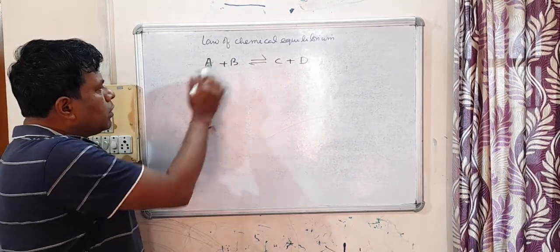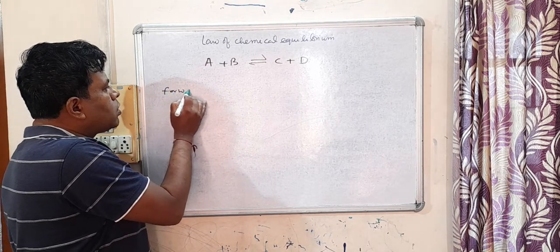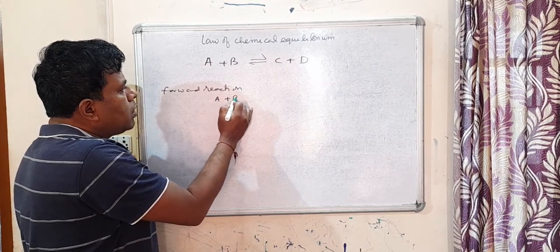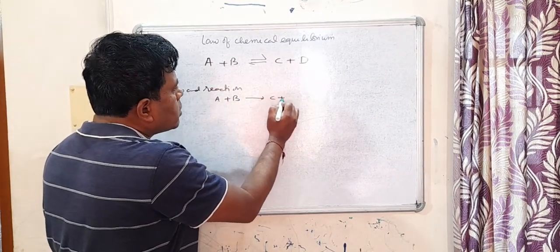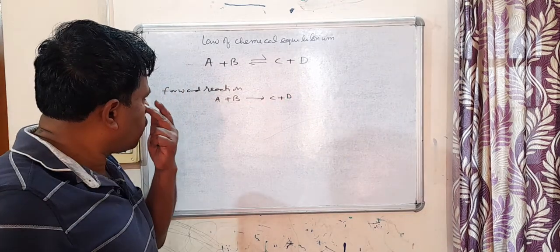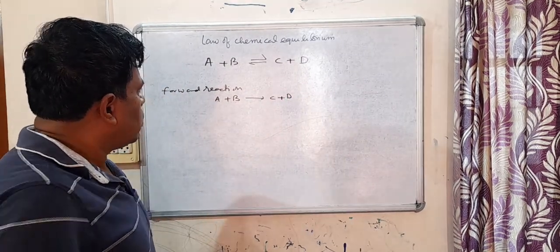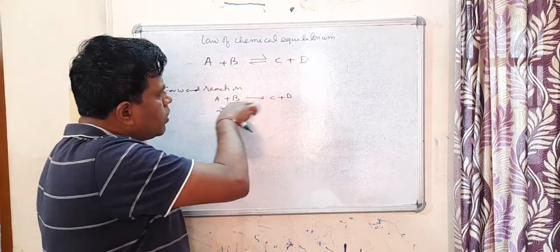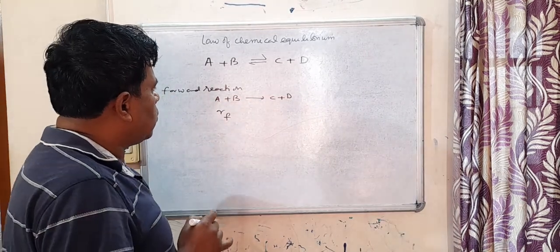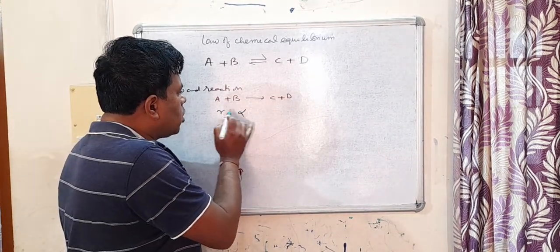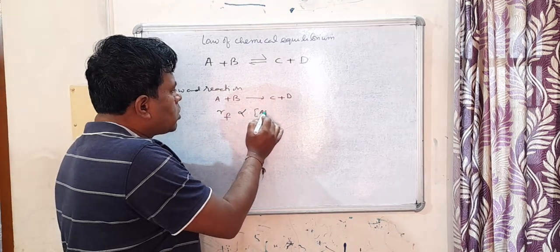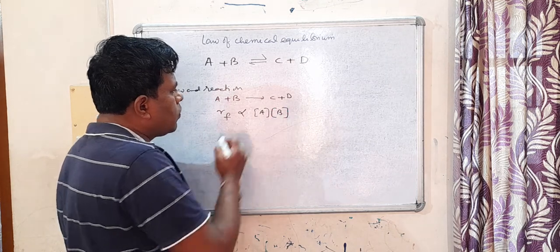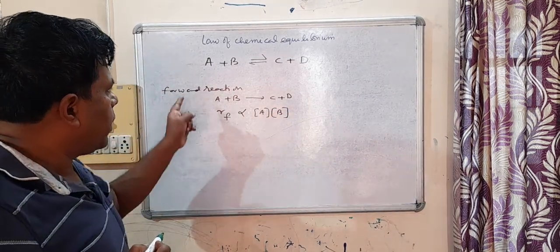This equilibrium has forward reaction A plus B arrow C plus D. Forward reaction. So, the rate of forward reaction, the rate at which this reaction is taking place, will be directly proportional to the molar concentration of reactant A, product of molar concentration of reactants. Rate of forward reaction.